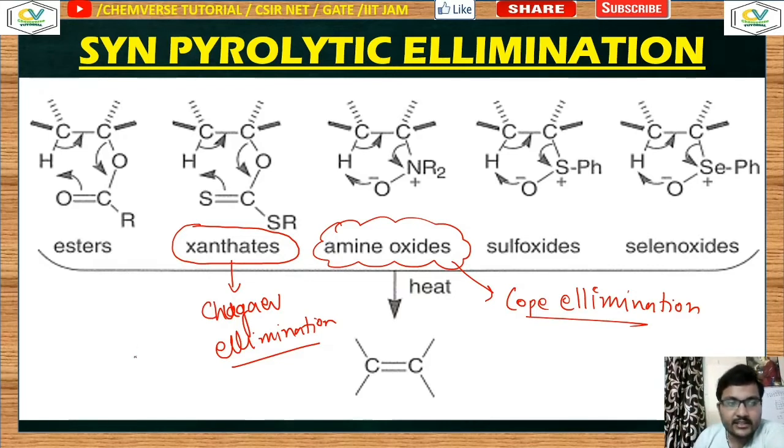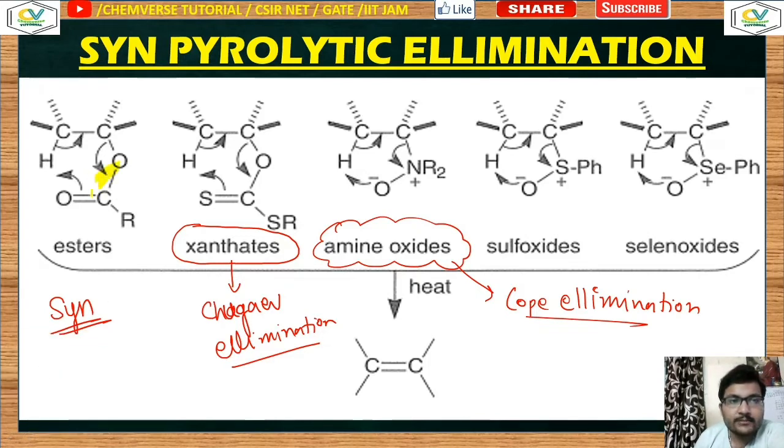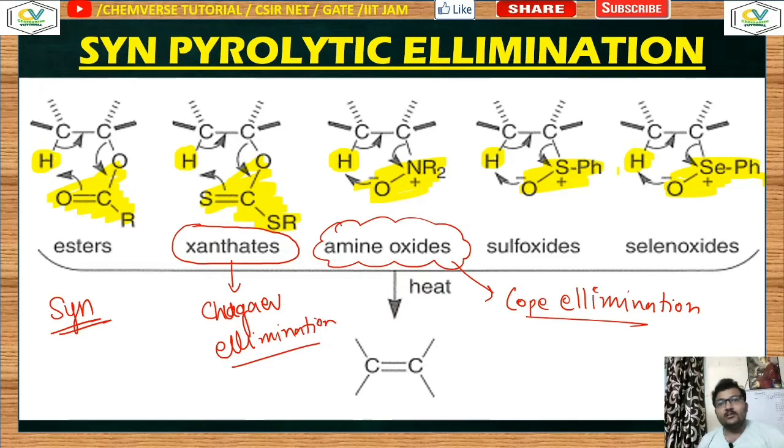Remember that all these eliminations are syn eliminations. That is very, very important. Syn elimination means, if I highlight this group which is eliminating, the ester group, here the xanthate group, the N-oxide, that means amine oxide group, sulfoxide group, selenoxide group, this group abstracts this proton, the beta hydrogen. So the geometry of that hydrogen and this group will be syn to each other. That means they will be on the same side. That is why it is called syn pyrolytic elimination.